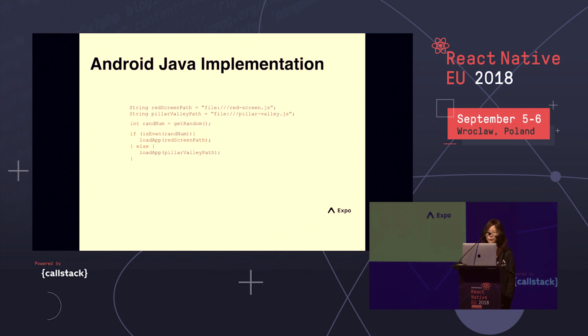Next, we're going to generate a random number. If this random number is even, we're going to load the red screen of death app. If this number is odd, we're going to load the Pillar Valley app. So a lot of you might be wondering, okay, that's all well and good, but how does this load app function even work?